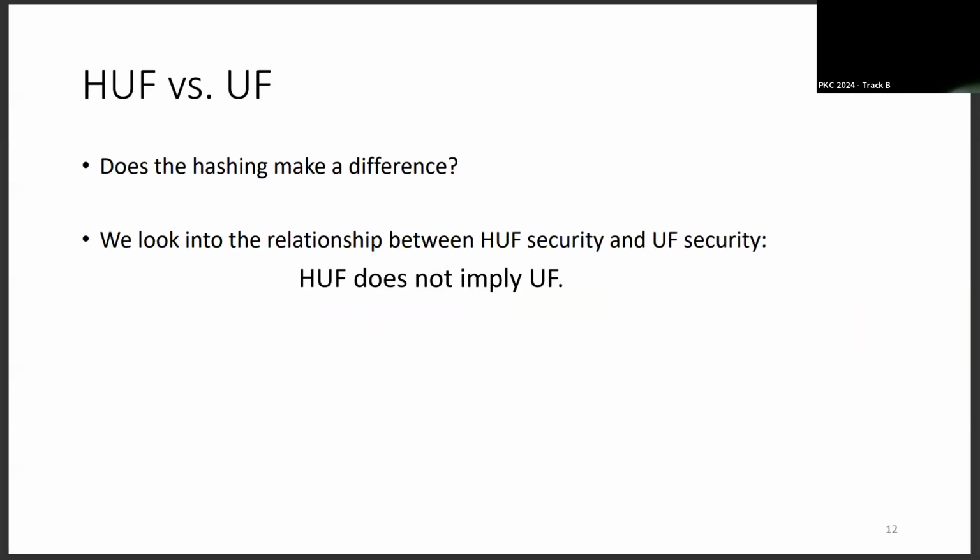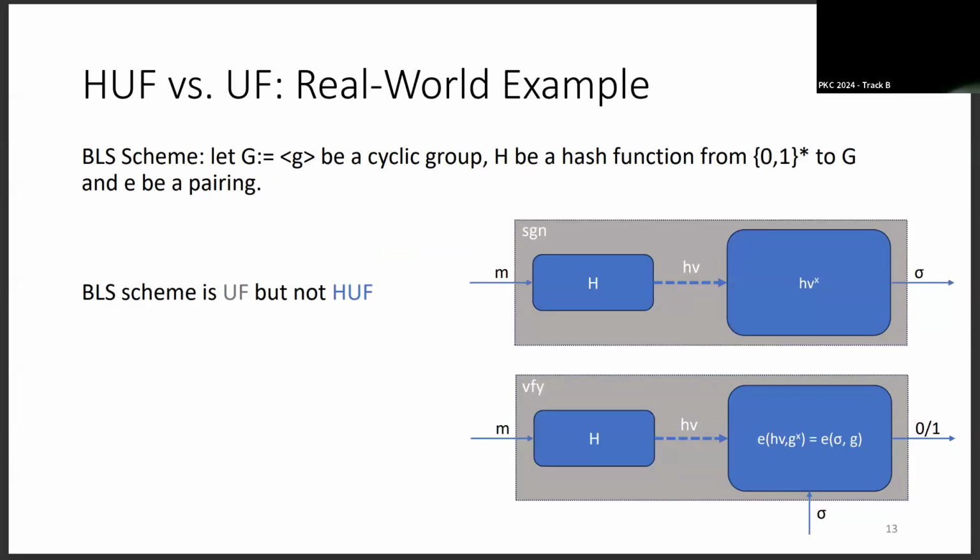Now, the basic first question is, what's the relation between HUF and UF? On the one side, I have a malicious hashing, and on the other side, I have a benign hashing, let's say. Do they imply each other? We were interested mostly in the UF, the unforgeability, which of course implies HUF, but the question comes in the other direction. What happens if the hashing is malicious? We came up with an artificial example. We proved that HUF does not imply UF, but we also studied real-world examples. One of them is BLS, we show.